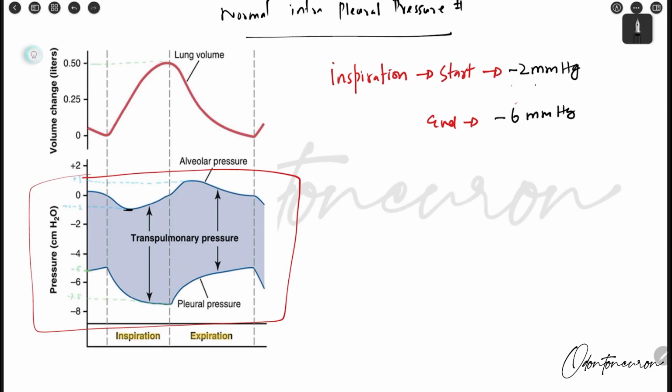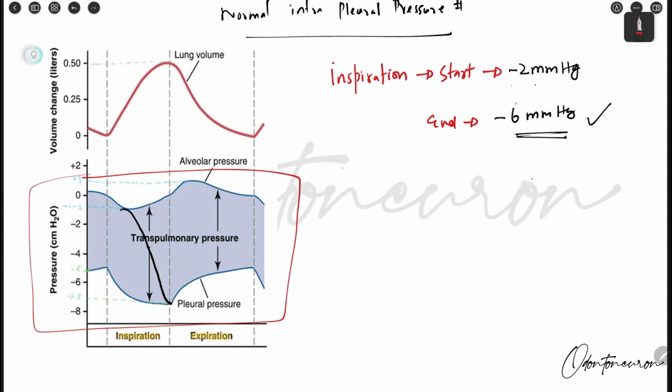So you start here, you go on and you end here. Actually, I'll just draw another graph. So this is how you start. You start here and you go on, you end here. So this is your end of inspiration. Okay, that's a minus 6 mmHg. Clear?